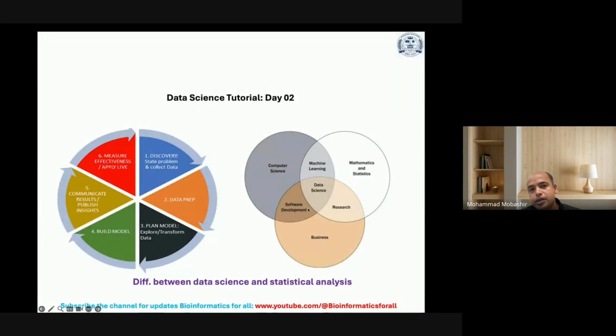So today in data science tutorial day 2, I'm going to present some very interesting, summarized and easy to understand things. Anyone who has passed class 10 with some passing marks can easily understand what data science is and work in this field. So data science, you have seen how it works.